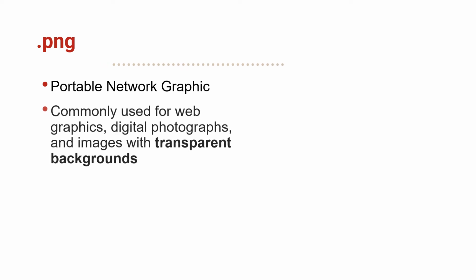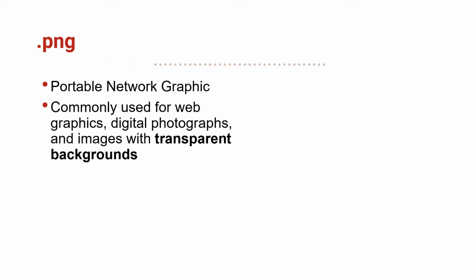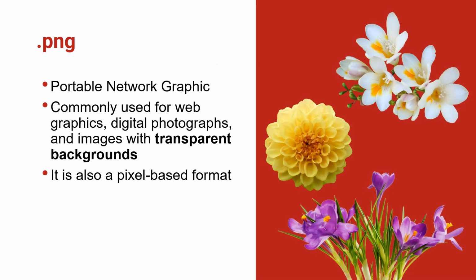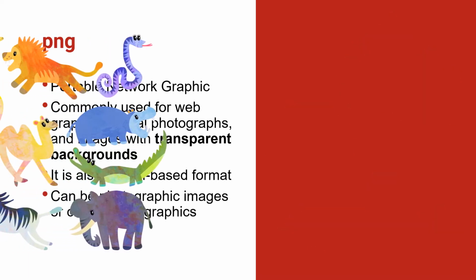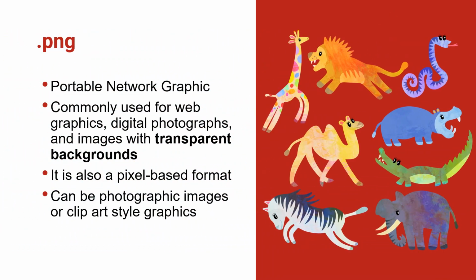When you need an image with a transparent background, you want to choose a PNG format, which stands for Portable Network Graphic. It's commonly used for web graphics and digital photographs, as well as other images with transparent backgrounds. It is also a type of raster format, which means it's pixel-based, like the bitmap and the JPEG. Like the JPEG file, images can be photographic or clip art style. The key difference is that PNG files can have transparent backgrounds if you wish.